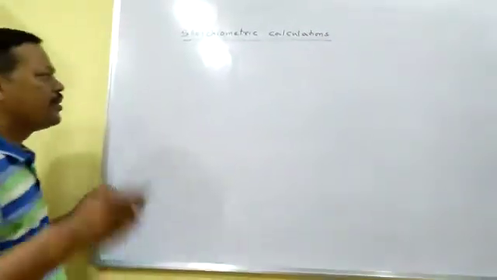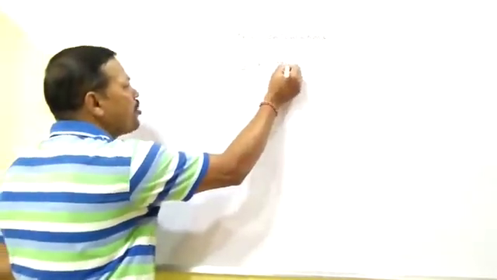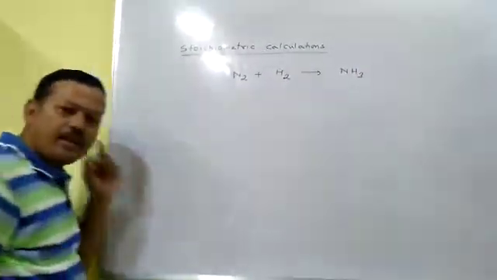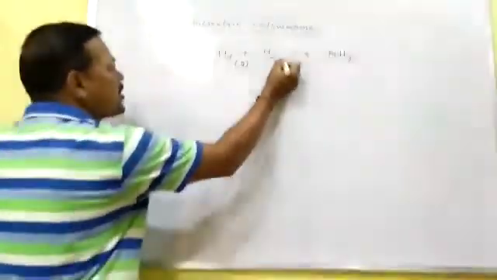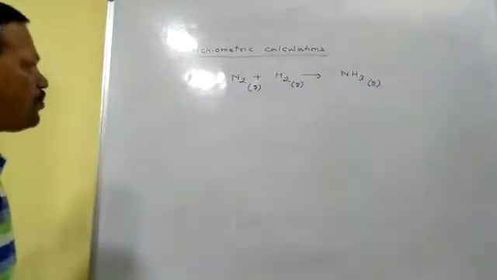Now let's see what stoichiometric calculation is. Suppose this is a chemical reaction. Nitrogen gas, when it combines with hydrogen gas, produces ammonia gas. This is a gaseous reaction. Nitrogen is a gas, hydrogen is a gas, ammonia is also a gas. So this is a gaseous reaction.